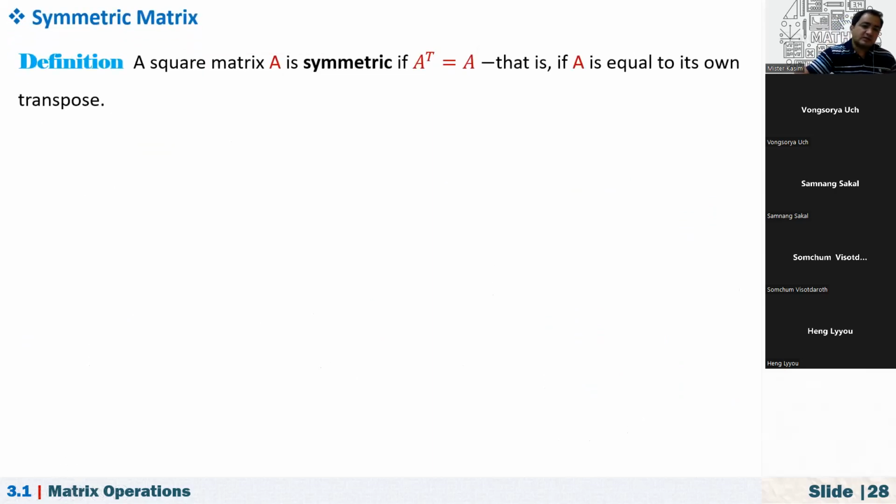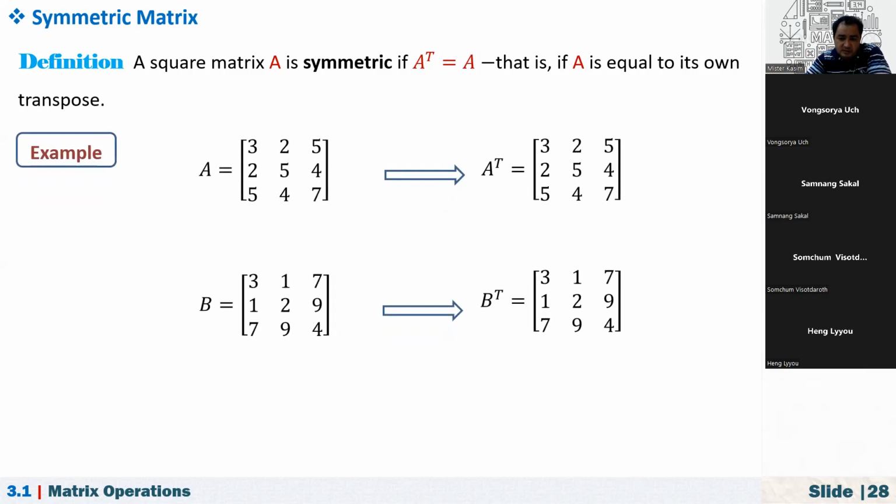The last slide: a square matrix A is symmetric if A transpose is equal to A. That is, A is equal to its own transpose. If it is so, it is called a symmetric matrix. That means that along the diagonal, these elements are the same. That's why it is symmetric. And also these elements are the same along the diagonal. That's why if you transpose, it's the same thing.